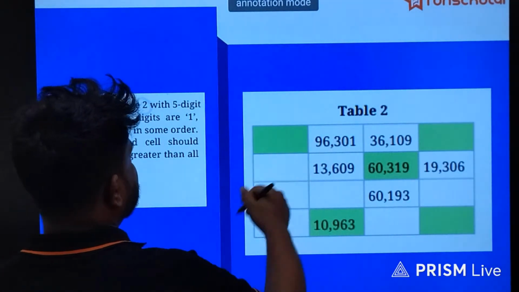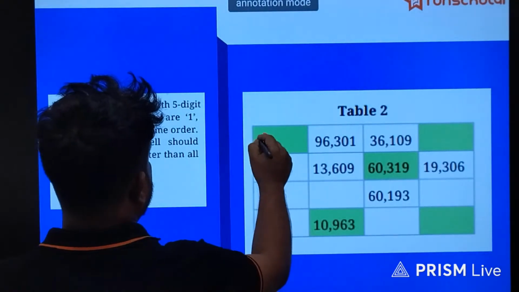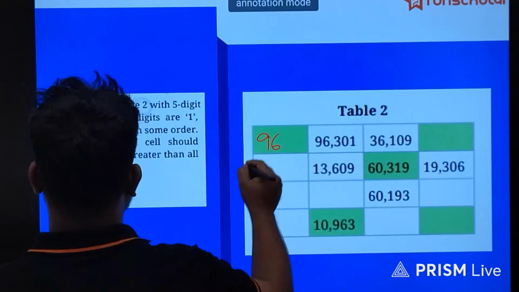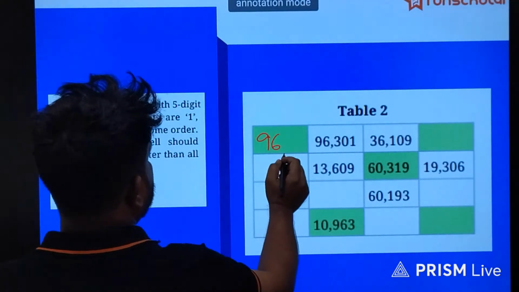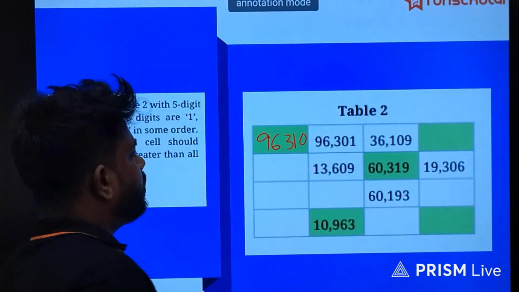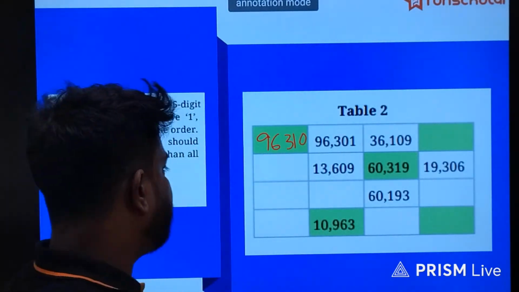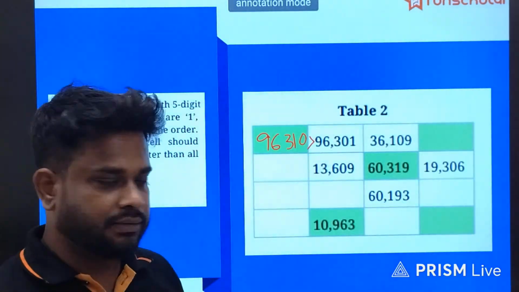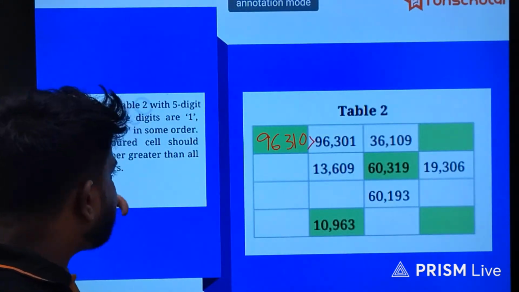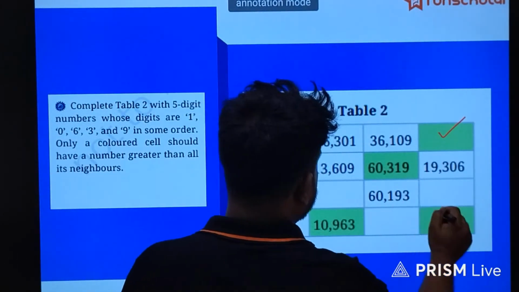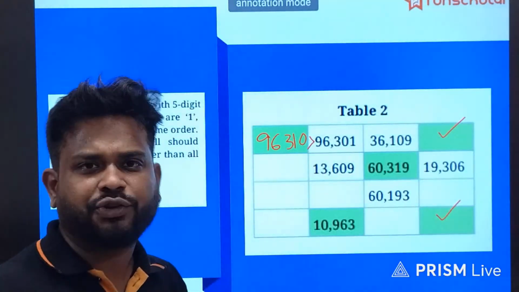Okay, so for its neighbors we can fill out the cell with the help of 9, 6, 3, 1, 0. If we write this one, it will be greater than its adjacent cell. Okay, so using this we can also fill out this one and this one as well. Okay, try it yourself.